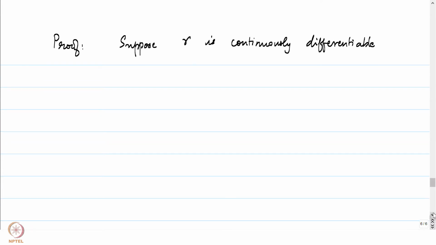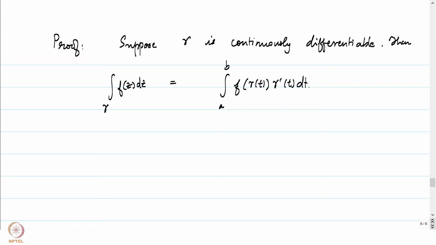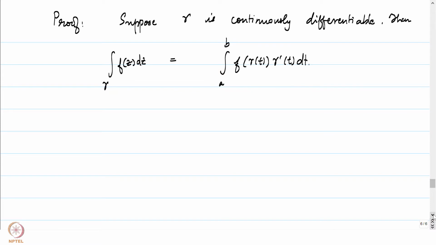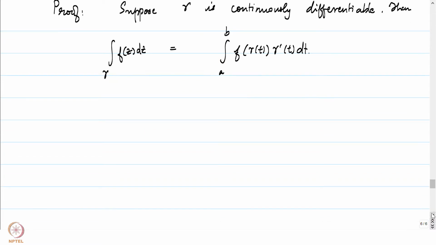Suppose our curve gamma is having more regularity. Suppose gamma is continuously differentiable. Then what do we have? Then let's recall the change of variable formula that we had proved in the last lecture. Then the integral of f of z dz over gamma is going to be equal to the integral from a to b, the usual Riemann integral applied to the real part and the imaginary part of f of gamma of t, gamma prime t dt. We can write our integral in this manner if the curve gamma is a continuously differentiable curve.